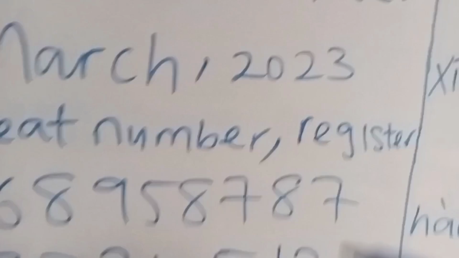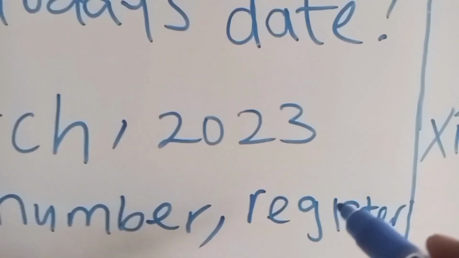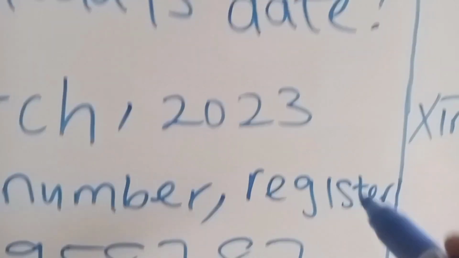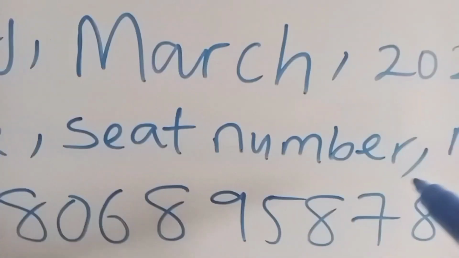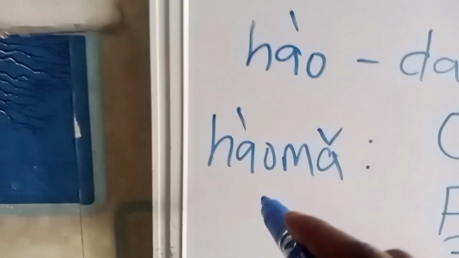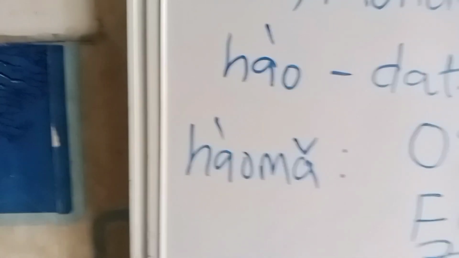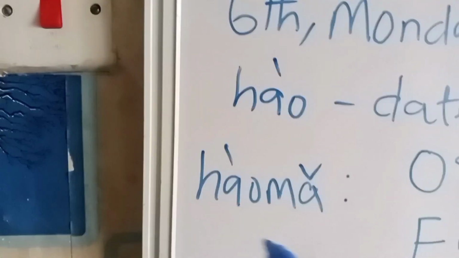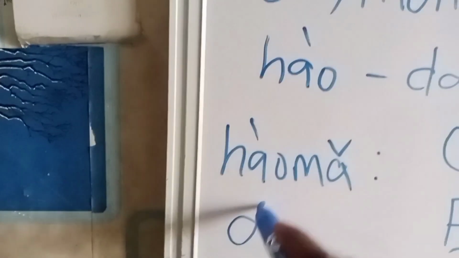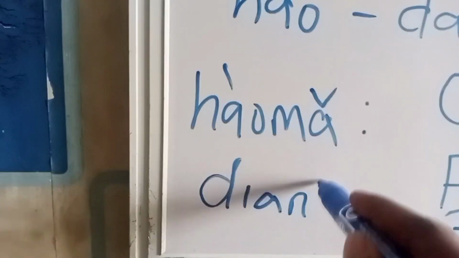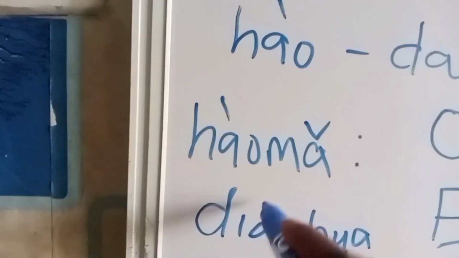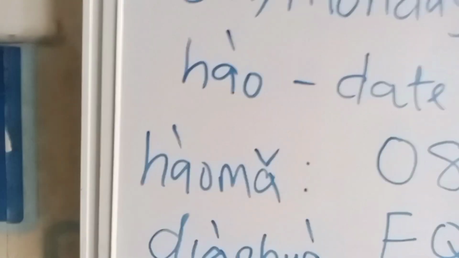In a register, you see the numbers arranged in order: 1, 2, 3, 4. Register in Chinese is gua. So you can say gua how, that's register number. 座位 how, that's seat number. So how ma, if I want to ask you for your phone number, phone is 电话. I'll say 你的电话号码是什么?